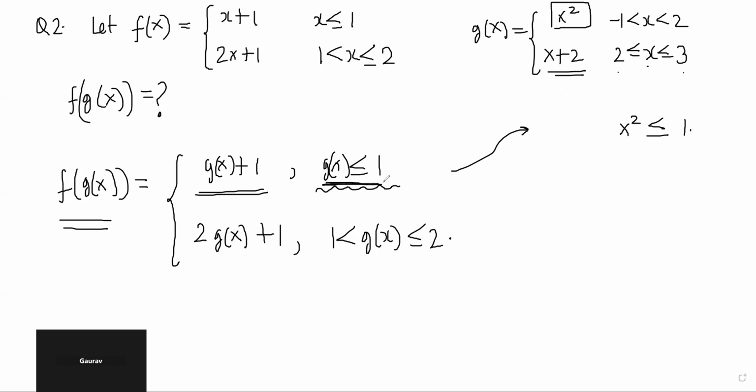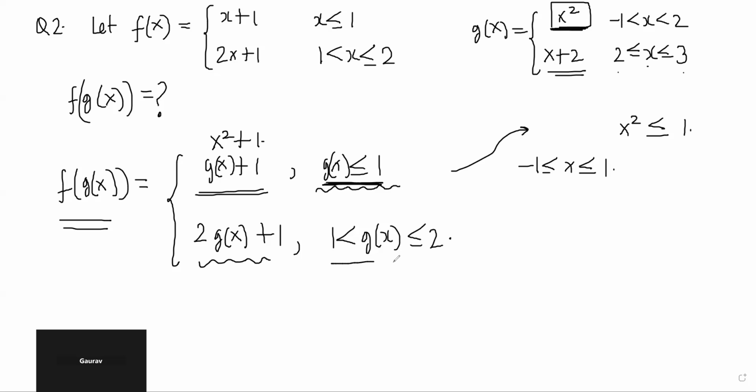Basically x should be between minus 1 to 1. So minus 1 is less than x less than or equal to 1. In that range, g of x will behave as x squared, and you will get x squared plus 1 here. Similarly, now you have to think of the other option also.